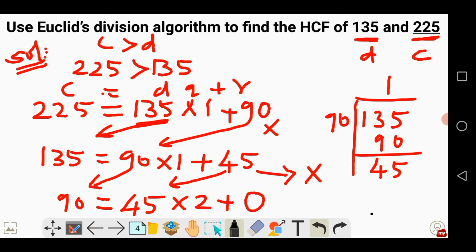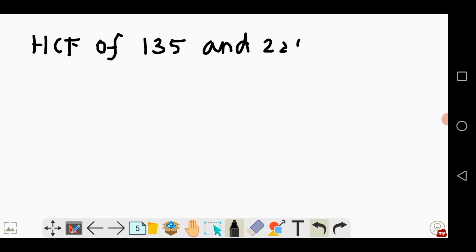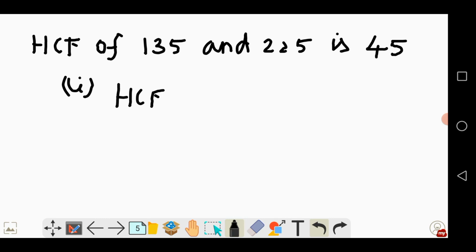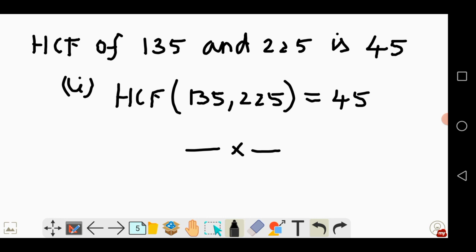So 45 is the divisor, and that is the HCF of the given numbers. What is the HCF of 135 and 225? The answer is 45. So the HCF of 135 and 225 is 45. Simply write for this step HCF of 135 comma 225 is equal to 45. So it is enough. By using Euclid's division algorithm, it is very easy to find the HCF value.